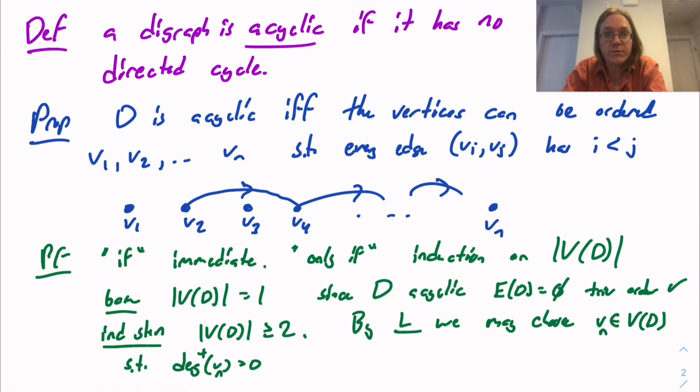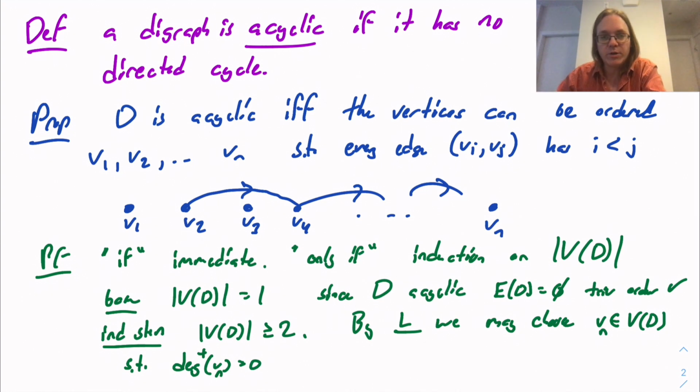I'll choose a vertex v sub n whose out degree is equal to 0. That's a perfectly good vertex to put as the very last one in our list, because all of the edges that have that vertex as an end, well, they're directed toward it. So that's a perfect vertex to go last. And now you see what we will do.